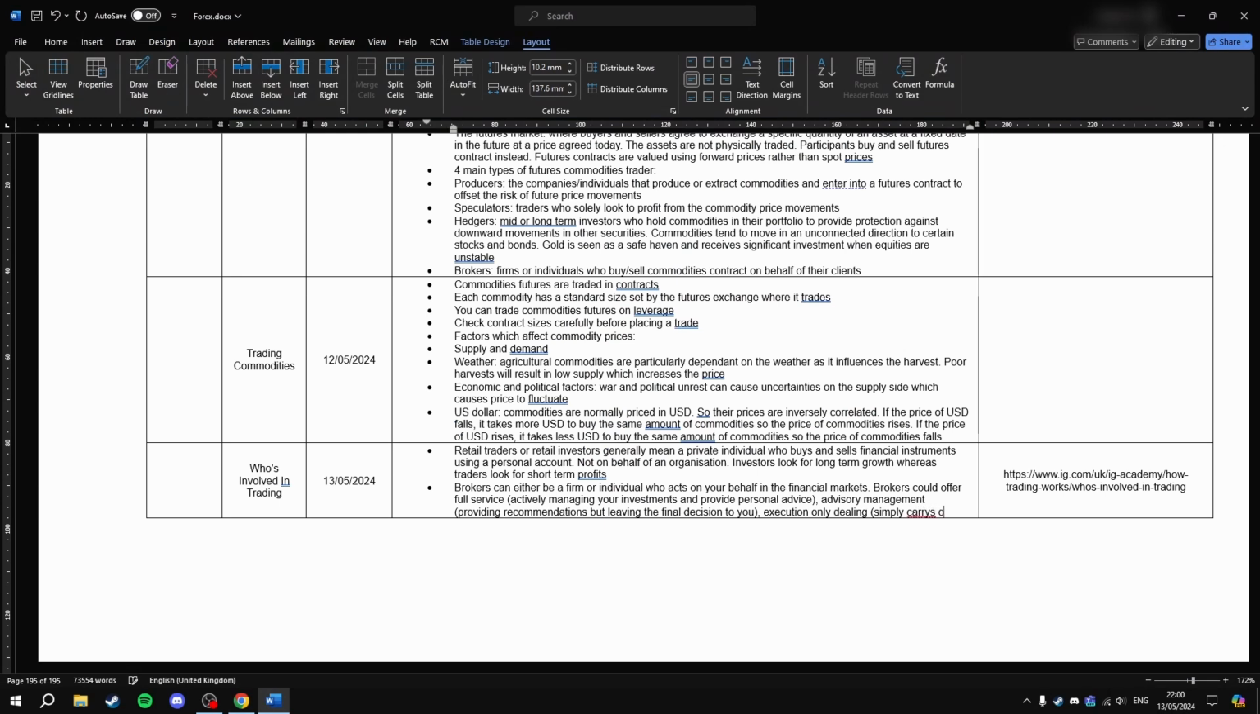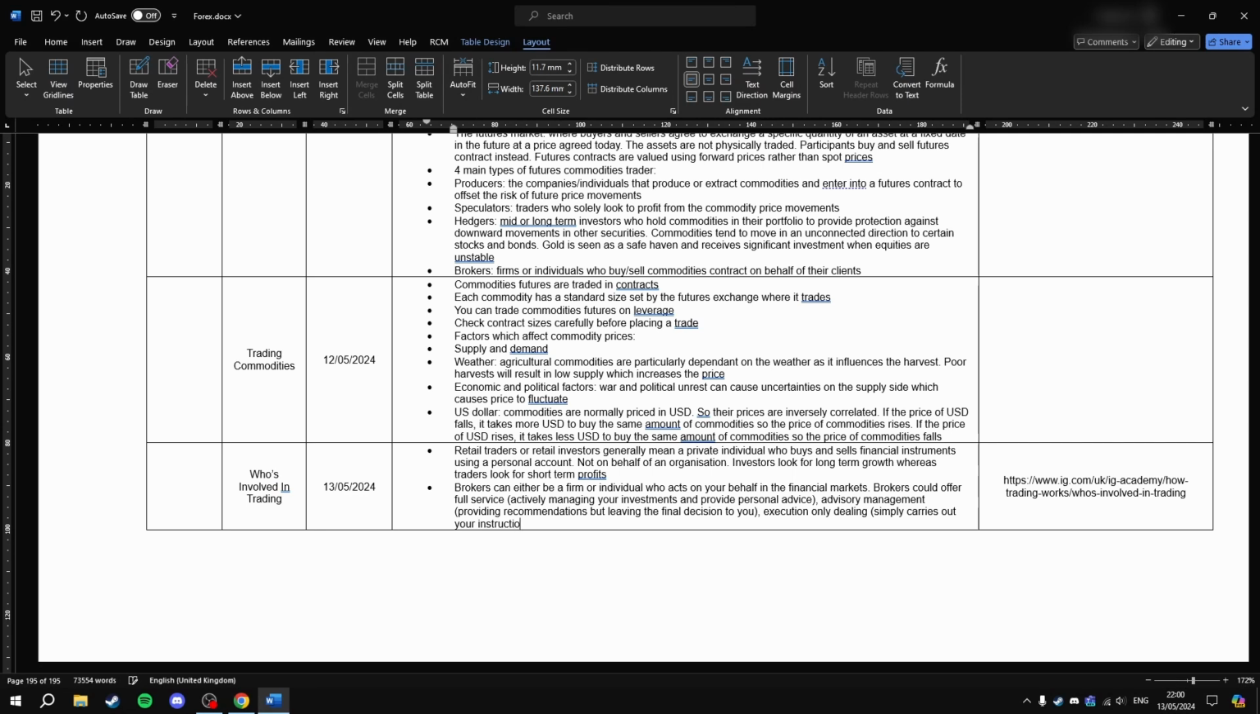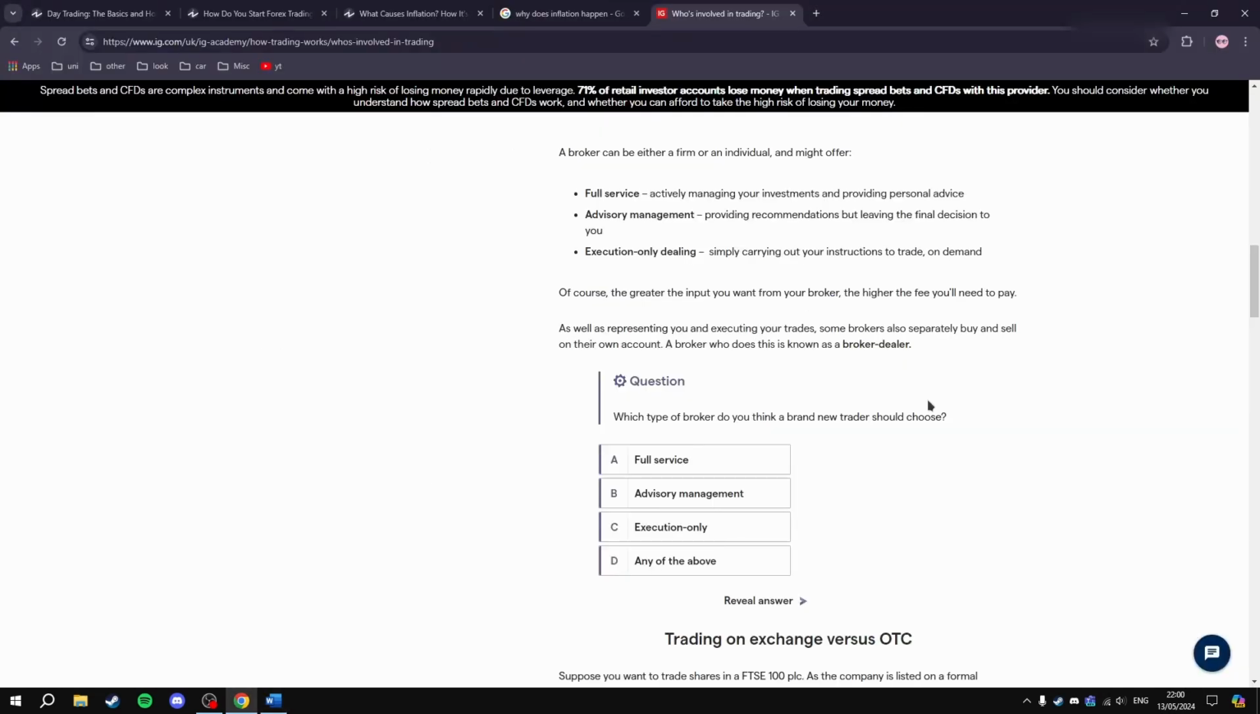Of course, the greater the input you want from your broker, the higher the fee you'll need to pay. As well as representing you and executing your trades, some brokers also separately buy and sell on their own account. A broker who does this is also known as a broker-dealer.